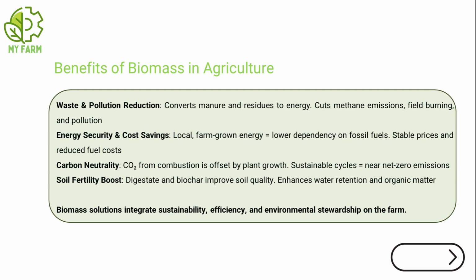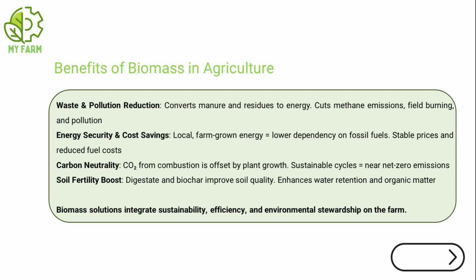In colder regions such as Northern Europe or Canada, many farms now operate biomass heating systems using straw or wood chips produced directly on site, lowering both costs and emissions. But the potential of biomass doesn't end with heat.